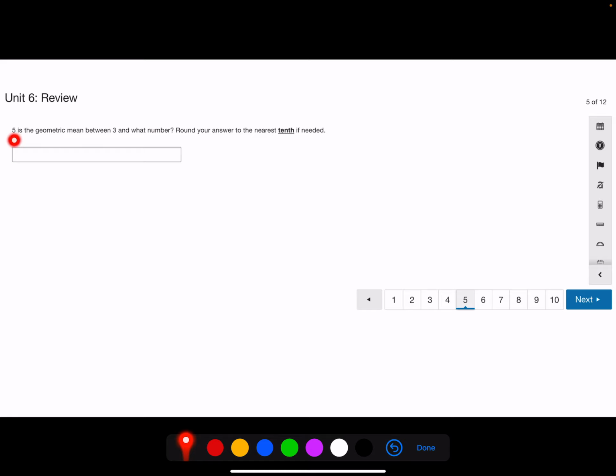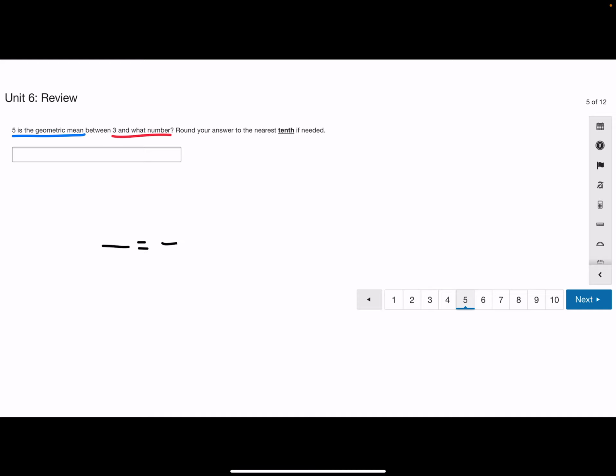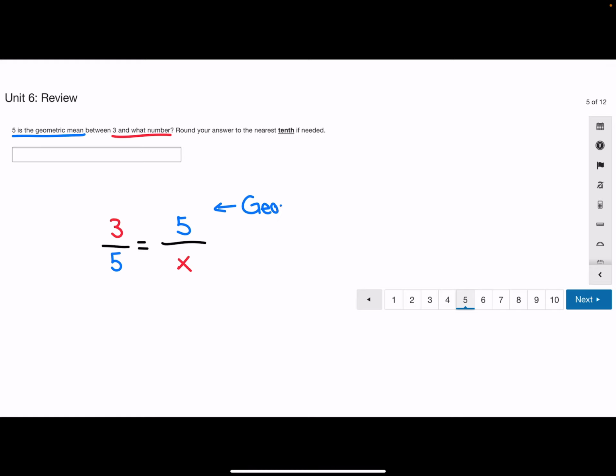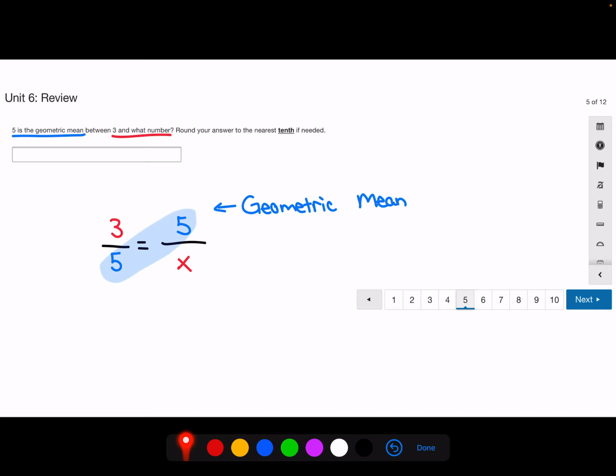This time they're telling us what the geometric mean is. So like in the last problem, instead of putting x for both of those, I'm going to put 5 in for both of those. Meanwhile, the other two terms, the first and the fourth term, will be 3 and an unknown number, our variable. So therefore, we're going to have 3 over 5 equals 5 over x. Again, we can see that we have our geometric mean occurring with those 5s, because they're repeating the same number. One's a numerator, one's a denominator, and they're both in different ratios.